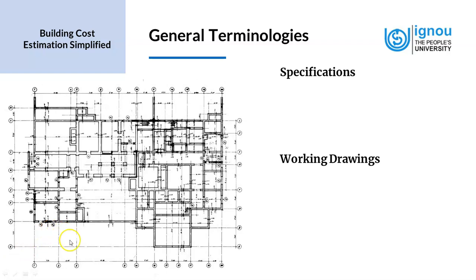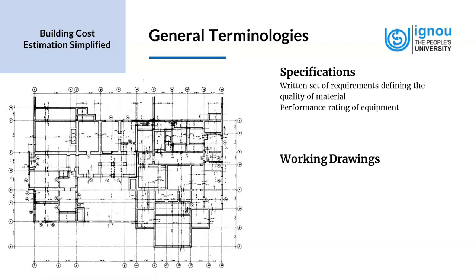We will look at what specifications are. Specifications are a written set of requirements defining the quality of material, the performance rating of an equipment, the quality of workmanship, and the warranty requirements. Say we are going to install an elevator in our building project. The specification would mention the capacity of the lift. Maybe it carries 4 people, or 6 people, or 12. And so this will form part of the specification.